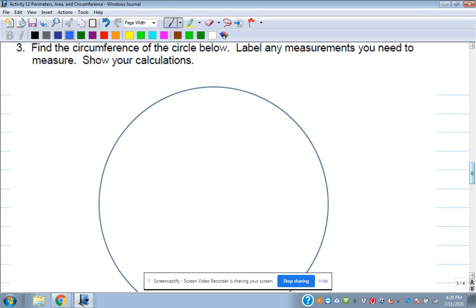All right, so find the circumference of the circle below and label any measurements you need to measure. Show your calculations. Okay, so got to go back to general knowledge here. How do you find the circumference of a circle? It's a formula.